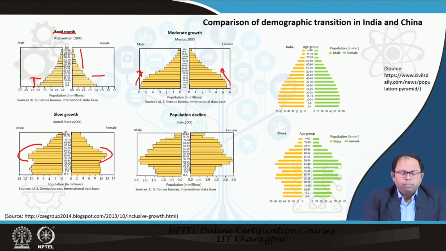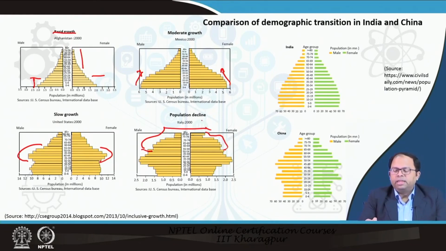And then there is the population decline phase, when we can see this bulge going up, and we see that in the older ages there is a huge number of people as well. So this is Italy in 2000.